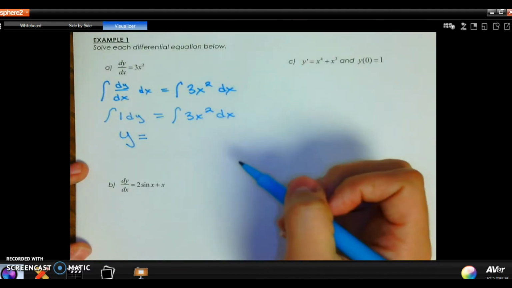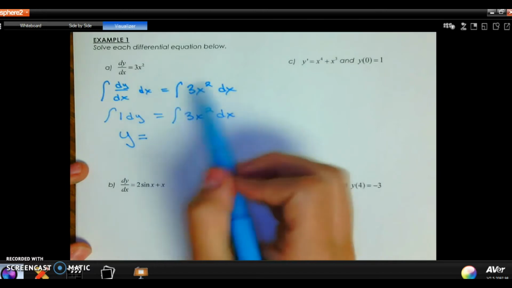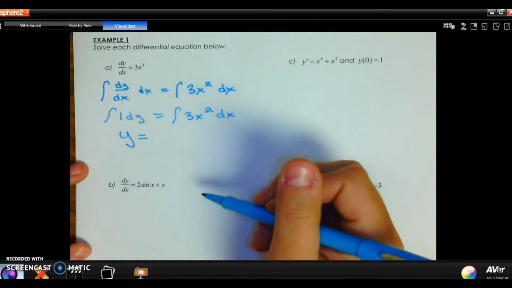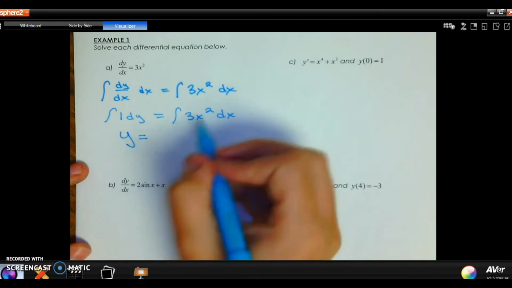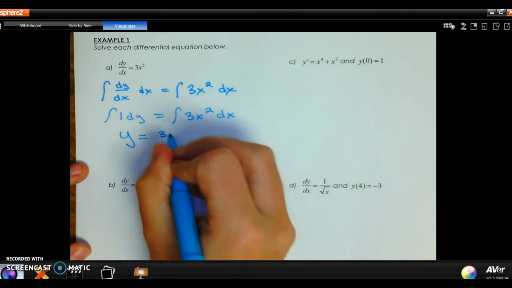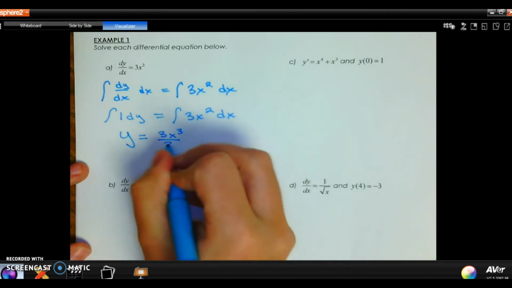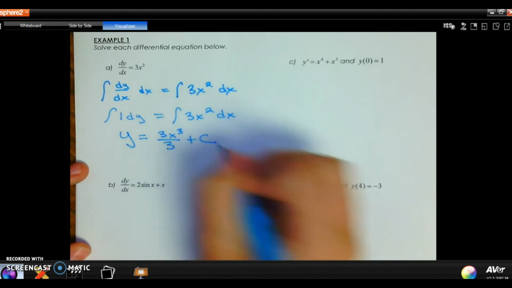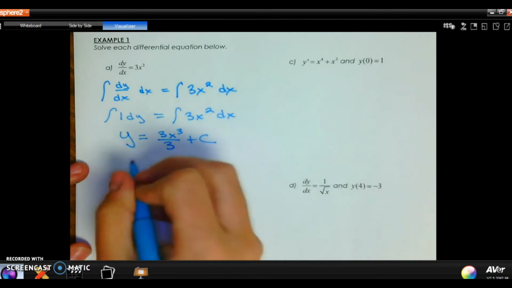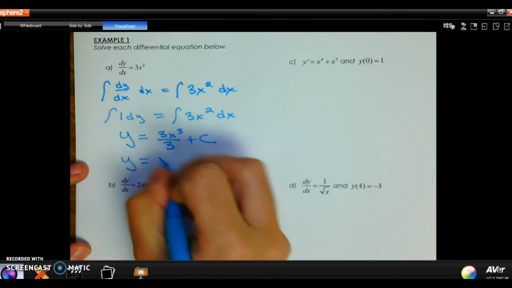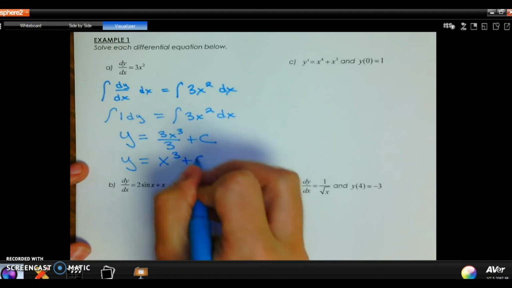And if it's a general solution like this one, meaning I don't have an initial condition, then I'm going to have a plus c in my answer. So when I go to integrate this side, you're going to add 1 to the exponent, divide by that number, plus c. And those 3's are going to cancel, so my final answer is y equals x cubed plus c.